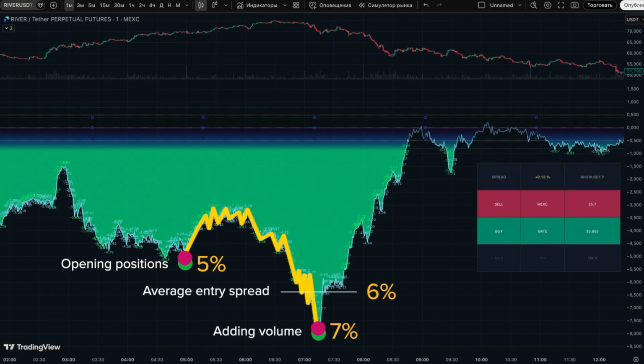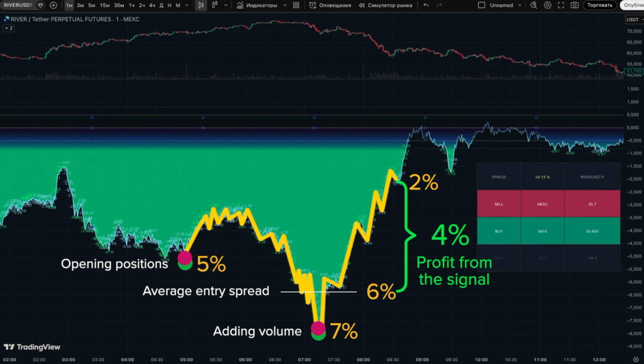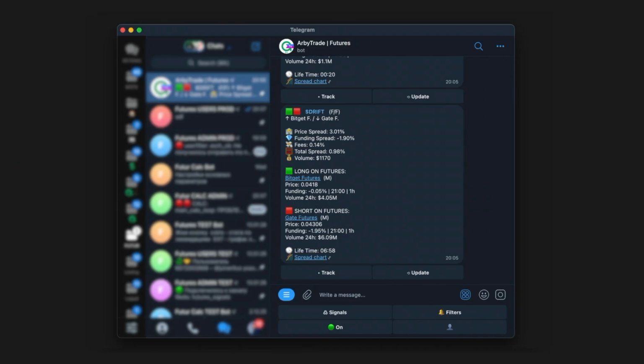Moreover, we don't necessarily have to wait for the prices to fully converge, that is, for the prices on both exchanges to become exactly the same. This is especially true when the price spread is large, 10 to 15% or more.